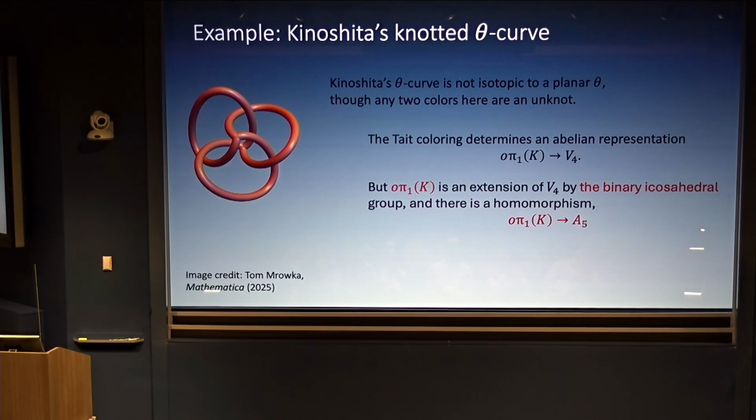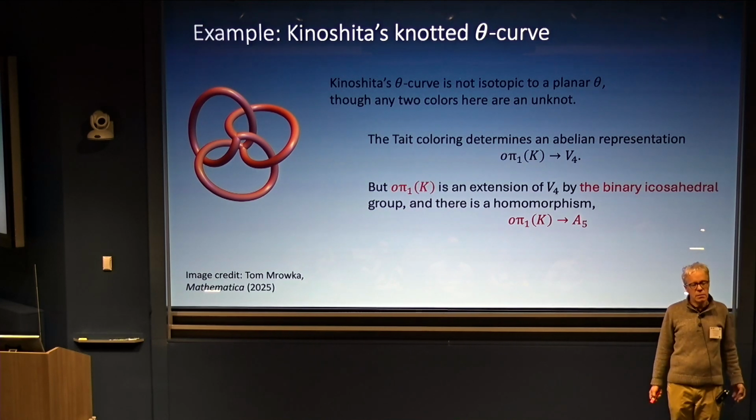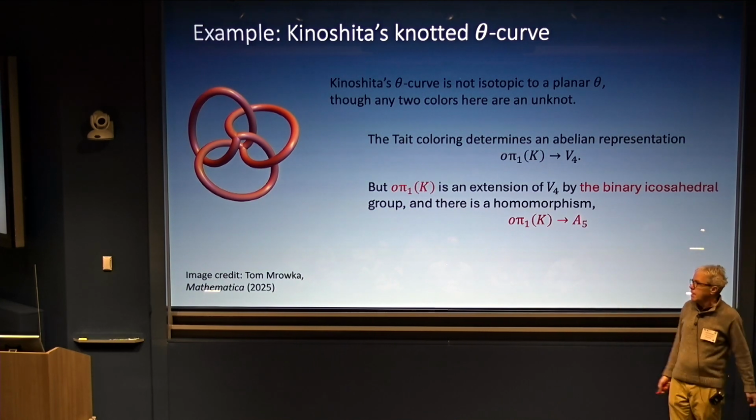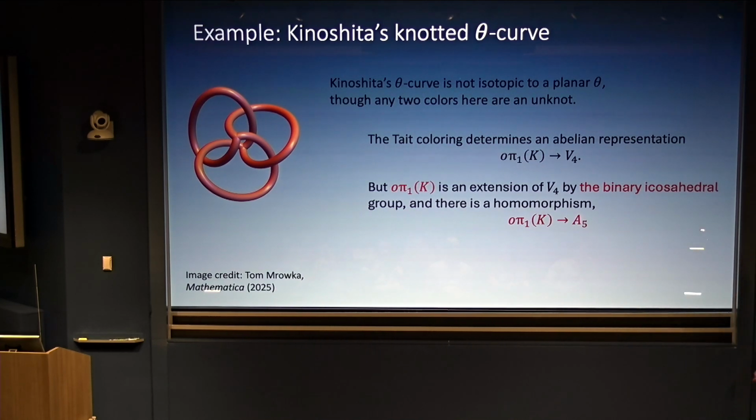I learned that the other day, and I was kind of surprised because I can't see an icosahedron right there. But that's what it is. It's an extension of V4 by the binary icosahedral group. Furthermore, although the binary icosahedral group is the kernel, there's also a map from OPI1 to A5, the icosahedral symmetry group. A5 itself maps into SU3 in two different ways, differing by the outer automorphism of A5. So there are two more conjugacy classes of homomorphisms.